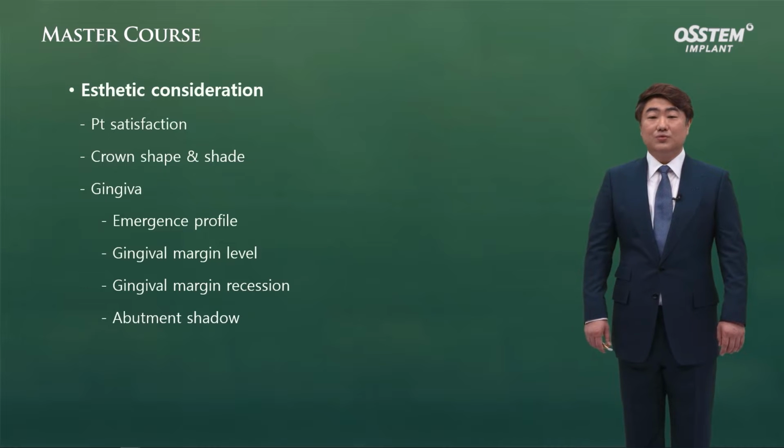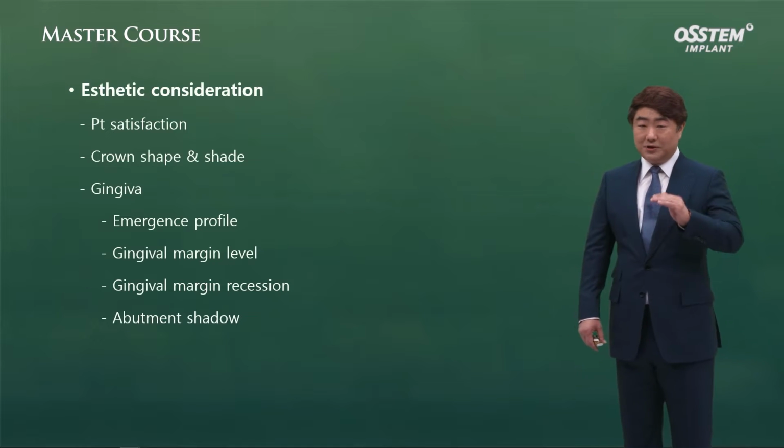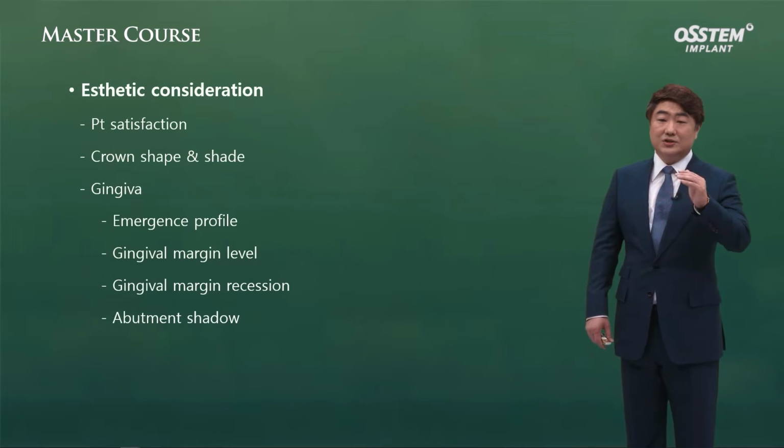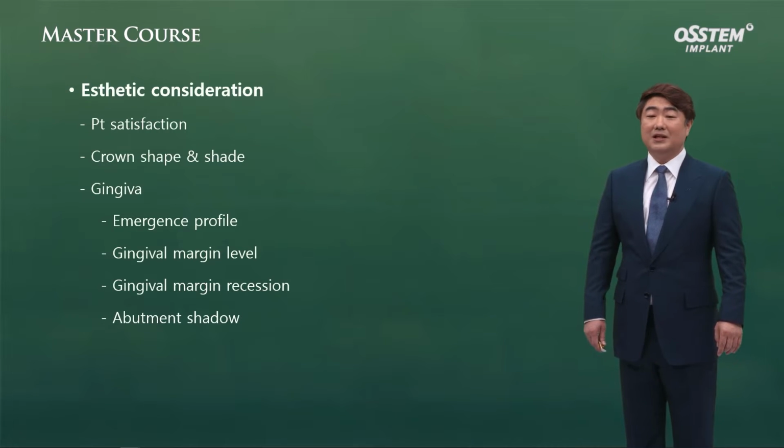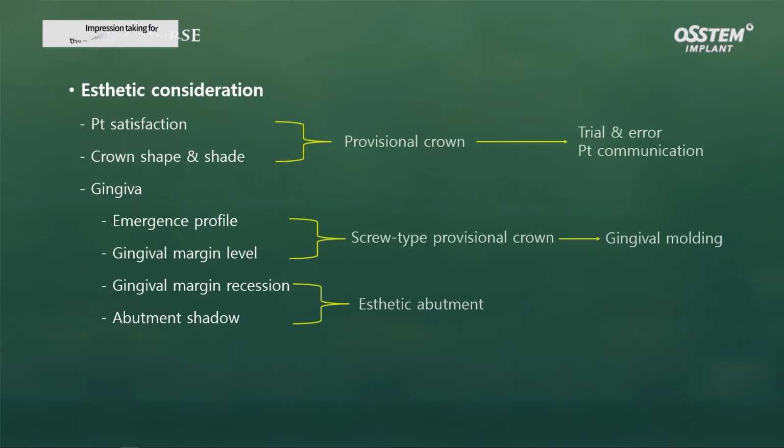And also, after creating a prosthesis, change in the gingival margin and abutment shadow should be considered. With the change in the gingiva, it tends to collapse, and then there could be translucency. So you need to be prepared for that. To realize these goals, tools could be used.